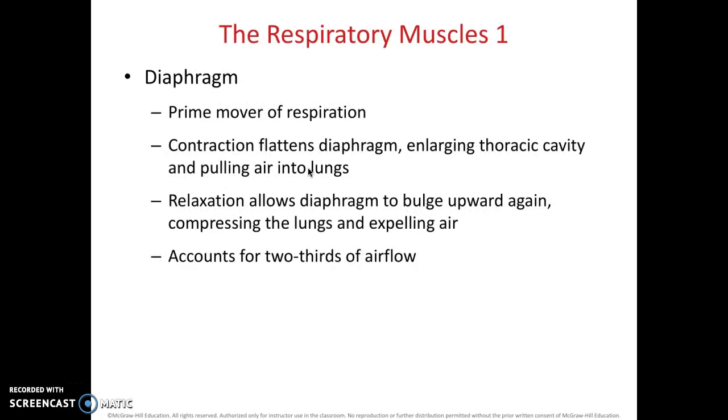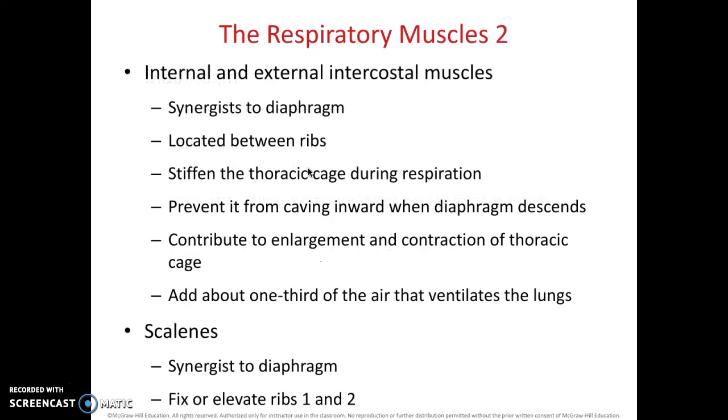So with the respiratory muscles, the first is going to be the diaphragm, which is the prime mover of respiration. Contraction will flatten the diaphragm, allowing the thoracic cavity to expand and pulling air into the lungs. Relaxation allows the diaphragm to bulge upward again, compressing the lungs and expelling the air. And this accounts for 2/3 of airflow. So the diaphragm is a pretty important part of breathing.